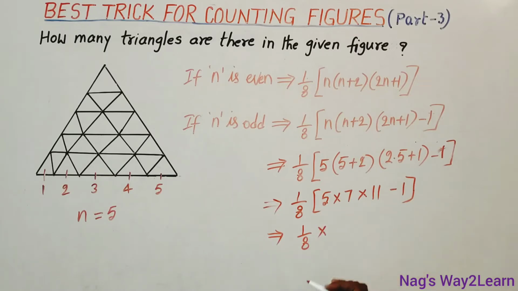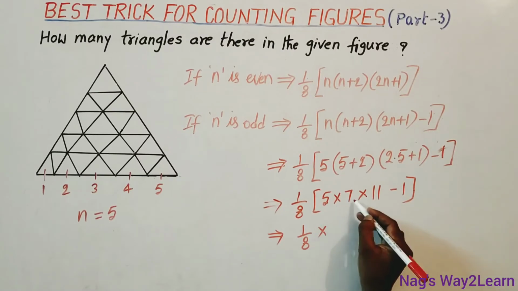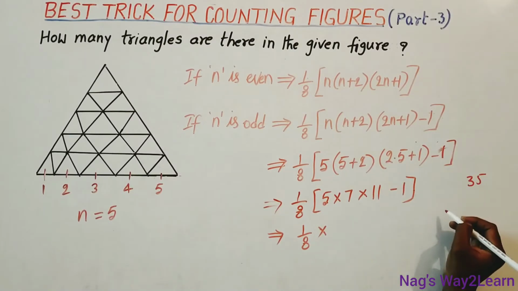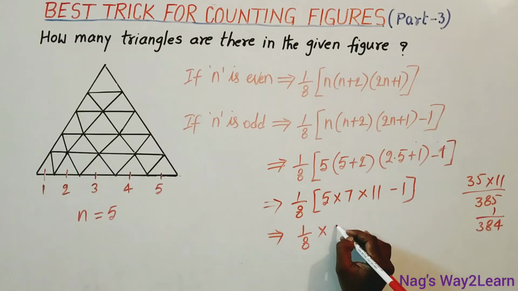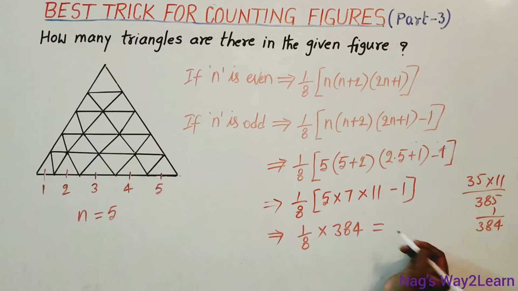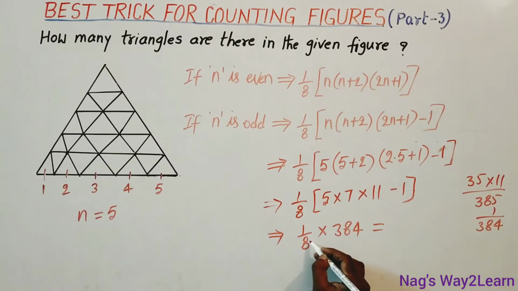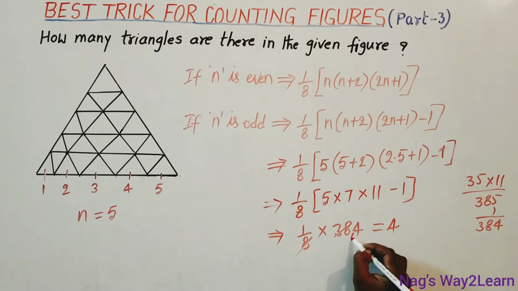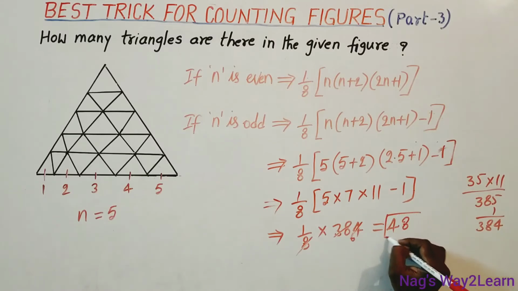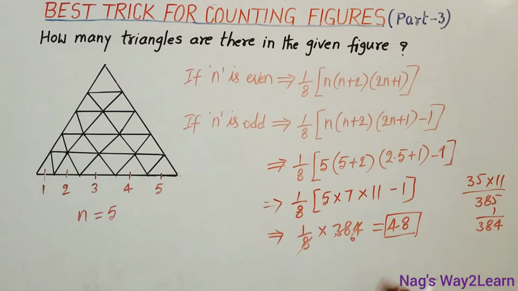So 1 by 8 into 5 into 7. 5 sevens are 35. 35 into 11 is 385. 385 minus 1 is equal to 384. So 1 by 8 into 384: 8 into 38, 4 times 8 are 32, 6 remaining, 64, and 8 takes 64 8 times. So totally in this diagram there are 48 triangles.